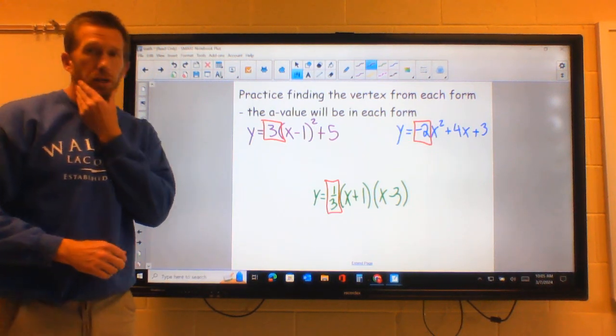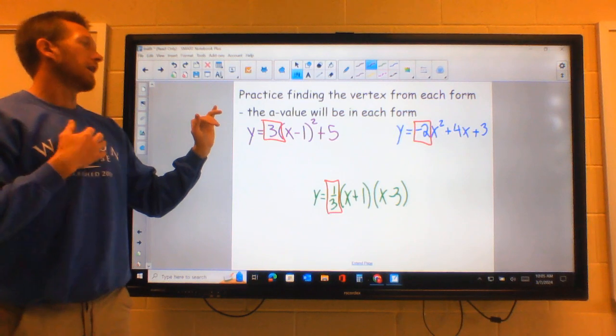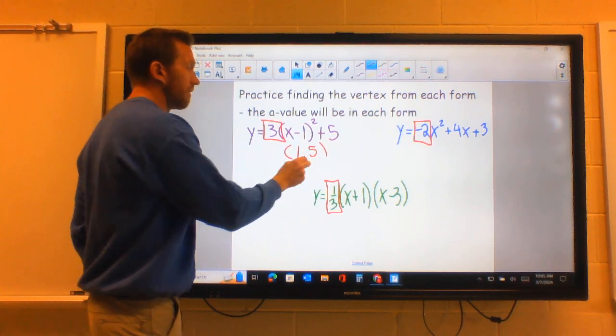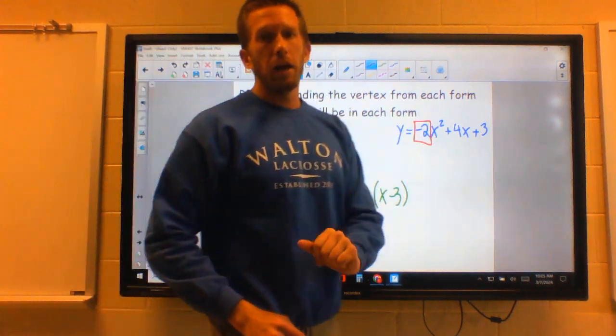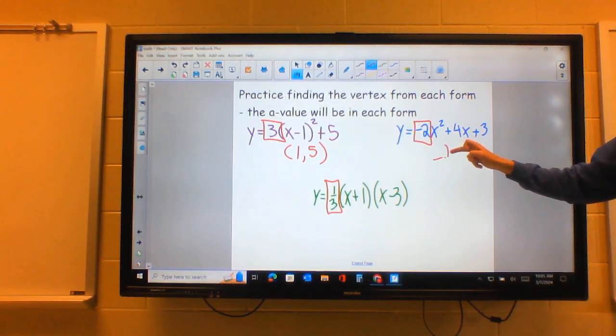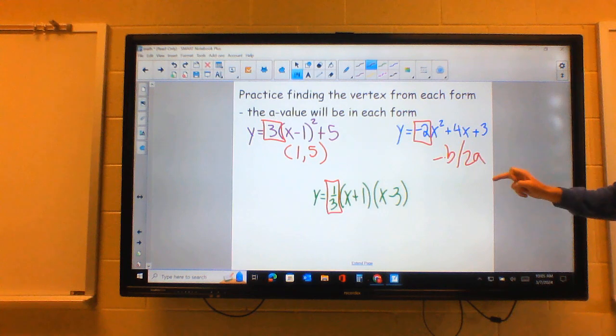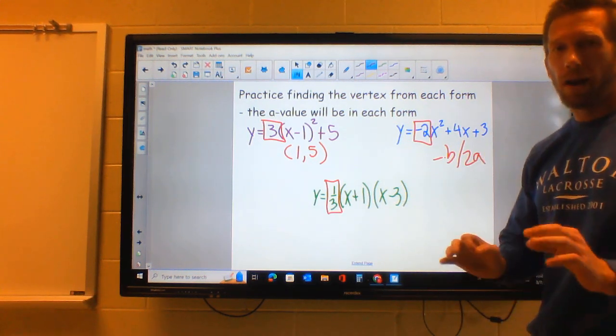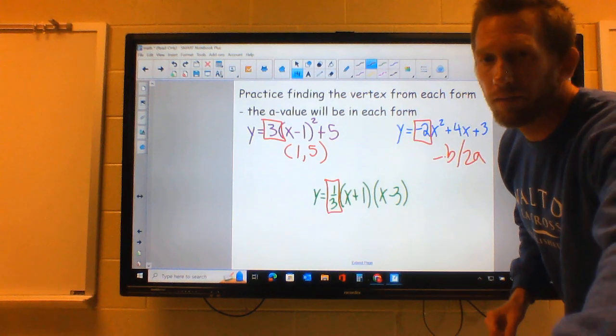So we have actually gone through and reviewed finding the vertex in vertex form already, but I'll do it one more time. We have already reviewed in standard form. In standard form, this is when we use -b over 2a. I want to talk now about intercept form and how to find the vertex there.